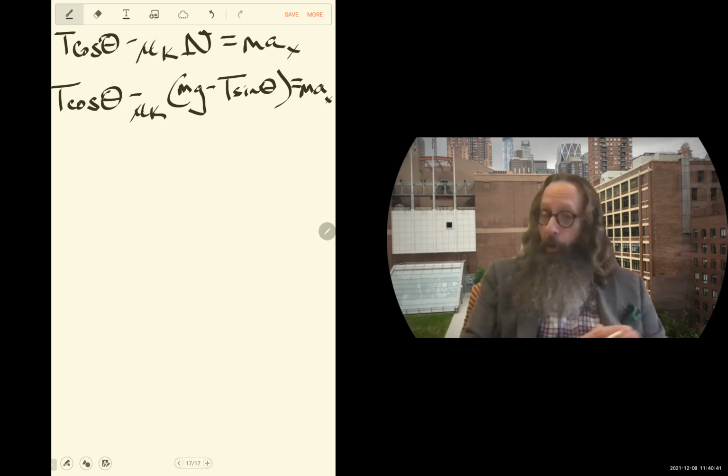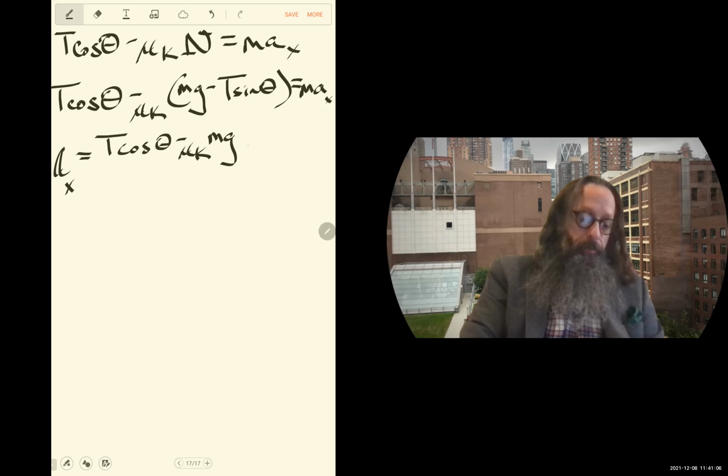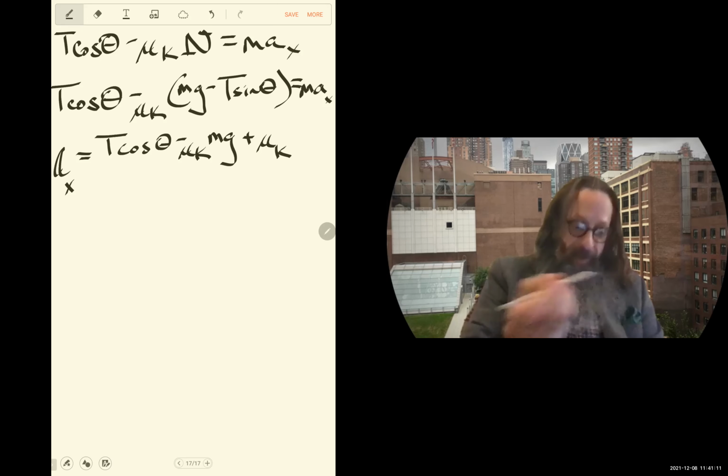And I'm postponing numbers for as long as possible. I'm solving for a sub x, the acceleration in the horizontal axis. So it's going to equal that whole thing. I'm just going to divide both sides by m, and then I'll plug in numbers. T cosine theta minus mu k times mg. So I'm distributing the negative sign and the negative mu k, if that makes sense. I hope it does.